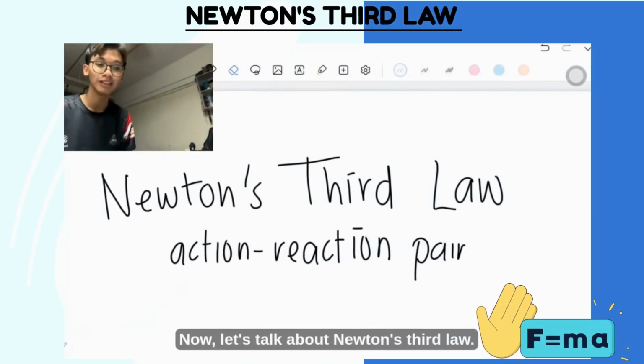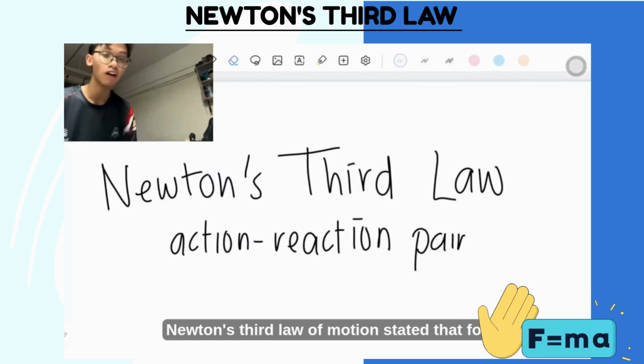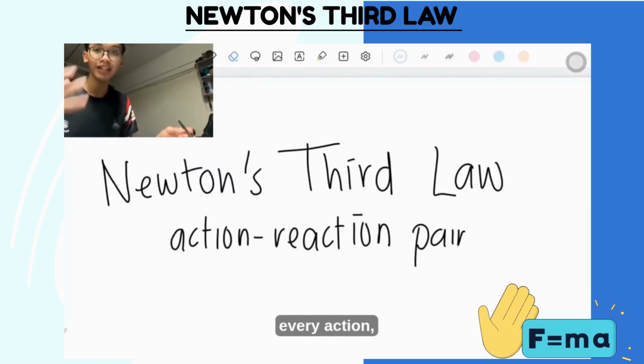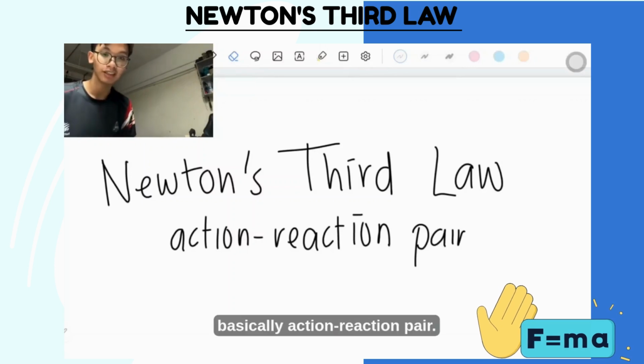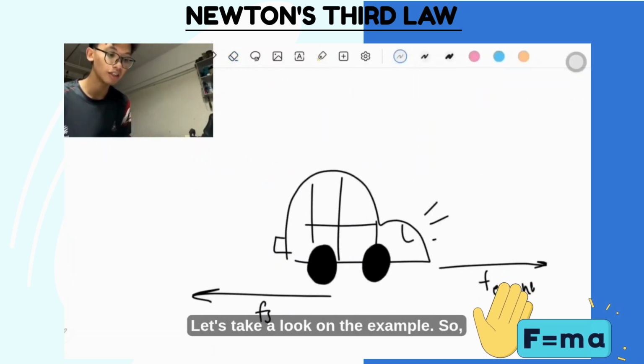Now, let's talk about Newton's third law. Newton's third law of motion states that for every action, there is an equal and opposite reaction, basically an action-reaction pair. Let's take a look at the example.